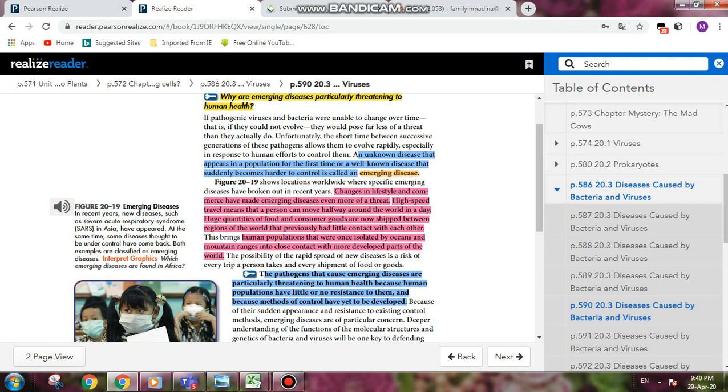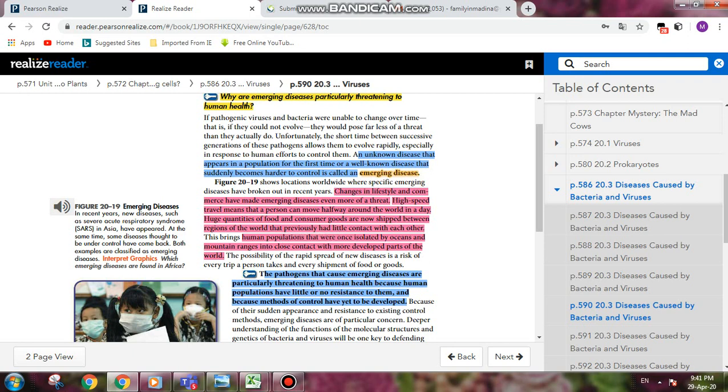Okay, high speed travel means that a person can move halfway around the world, because people can now travel very fast from the east to the west, so it can cause transmission of these new emerging diseases threatening the population. Also, huge quantities of food and goods are shipped between regions of the world. As we have seen what happened first in China, by goods and by people traveling from China to the other parts of the world, corona has been transmitted to all the world.